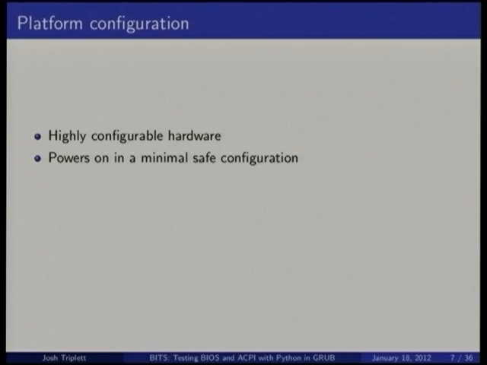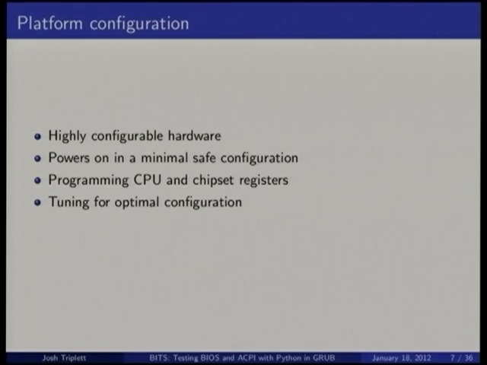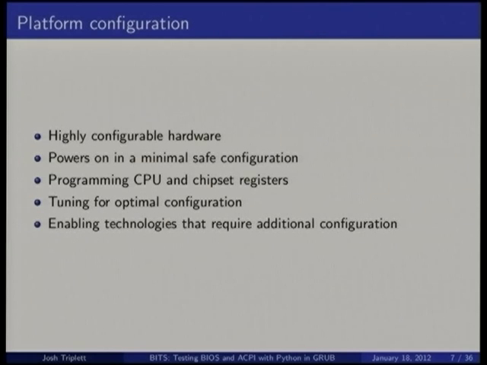So platform configuration is all about taking this highly configurable hardware that doesn't want to have to be re-etched out of silicon every time it needs to be changed, taking it from the bare minimum configuration that's known to work that we boot up in, and putting it into some kind of optimal configuration that we'd prefer to be using. And that involves programming the CPU and chipset registers, various hardware, all kinds of things like that, and enabling the various technologies that need additional configuration like virtualization, encryption, various other exciting things that we paid for nice processors for.